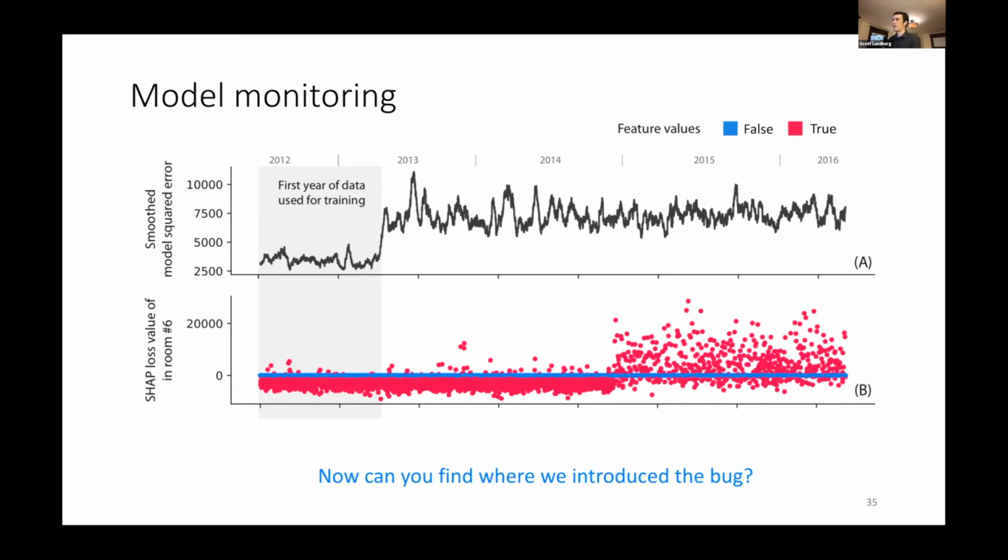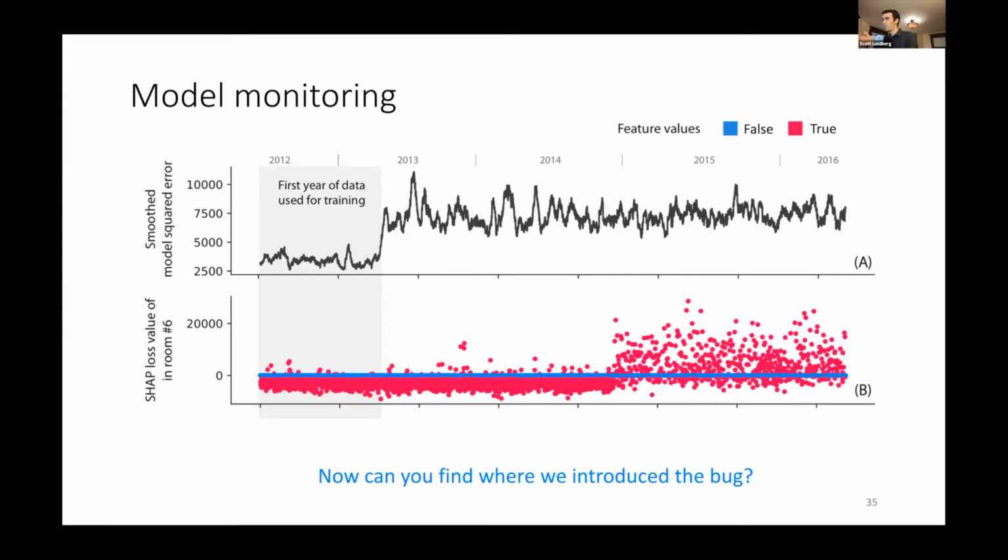So the question is, now can you find where we introduced the bug? And of course, the answer is yes. It's much, much easier now to identify when a problem happened in your data by looking at the bottom plot than the top plot. And that's because we've deconvolved the signal. It's a much, much stronger signal now.